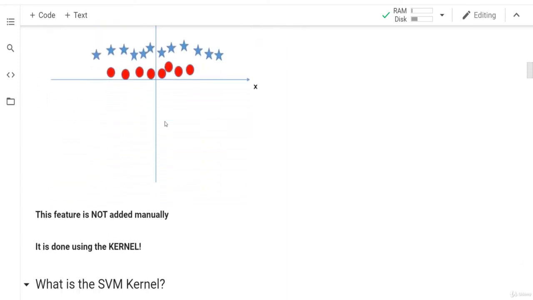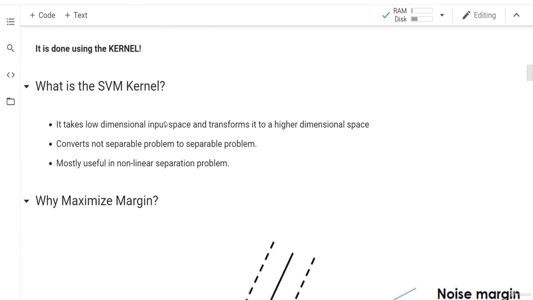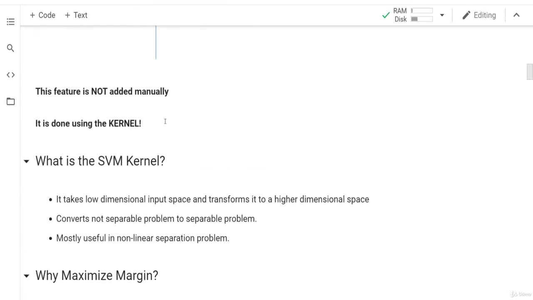But why maximize the margin? Why do we want to maximize the margin? This is the topic for the next lesson. So let's go to the next lesson and see how we can maximize the margin and why we would even want to maximize the margin.